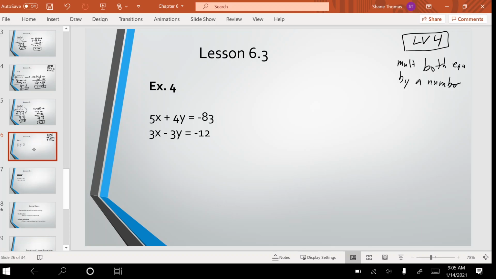So if we want to make the y's the same, let's multiply the first equation by 3 and multiply the second equation by 4. So we just picked the y column. We're going to multiply them by each other. Get the same number, one positive, one negative. All right. So let's distribute that 3 the whole way through the first equation. What's 3 times 5x? 15x. 3 times 4y? 12y. 3 times negative 83.